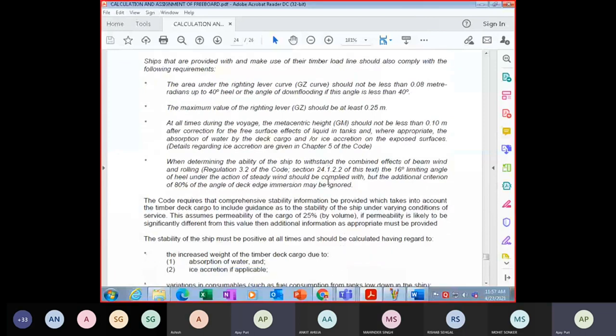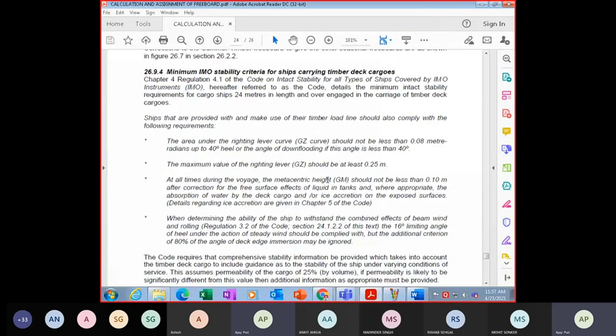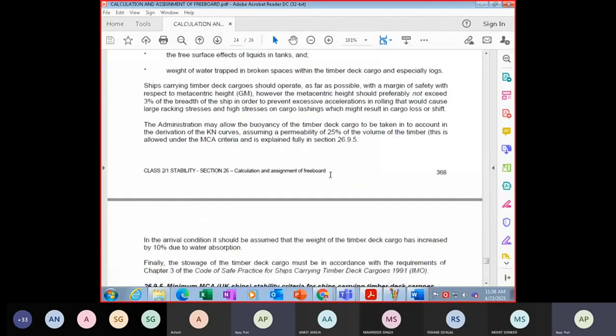Now these are stability criteria, the damage stability criteria and the dynamic stability criteria.